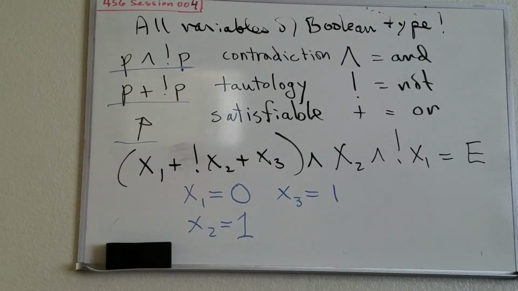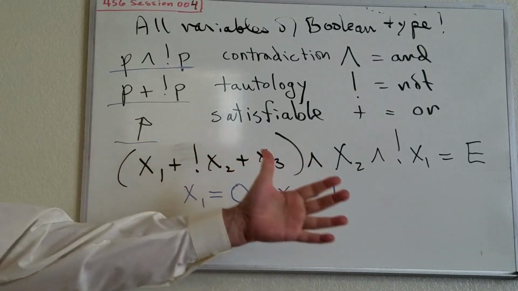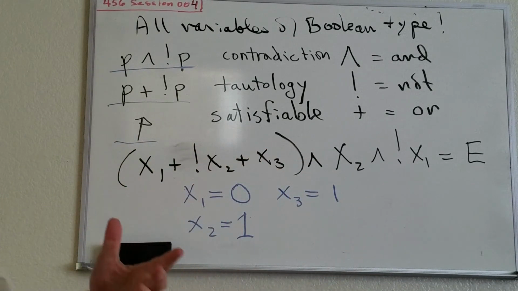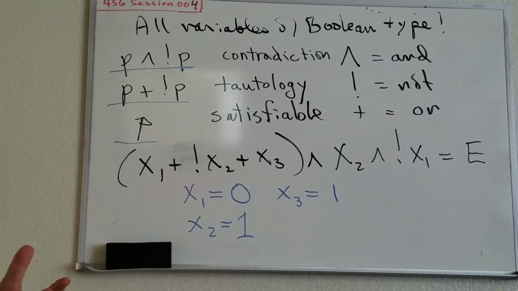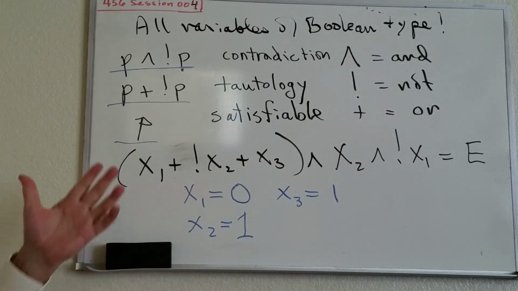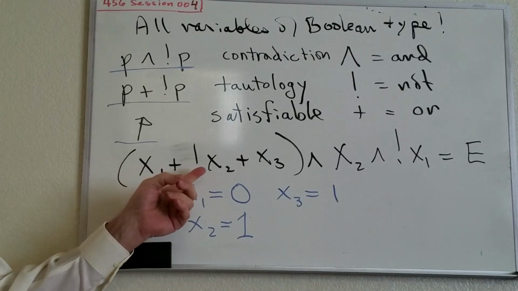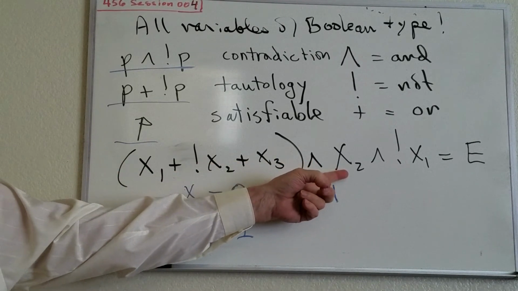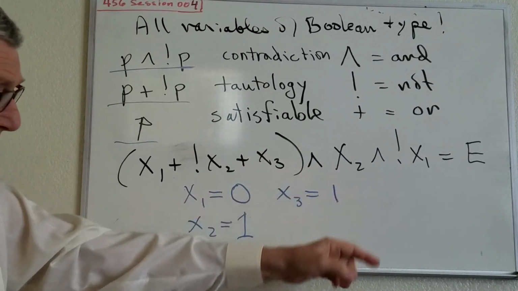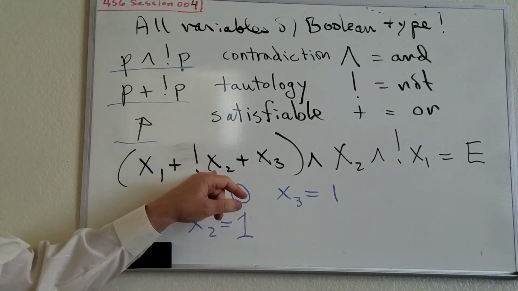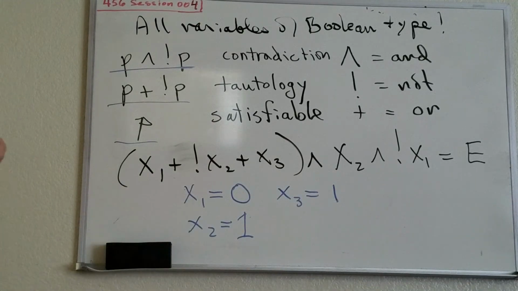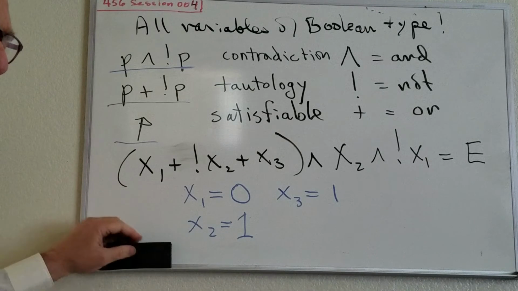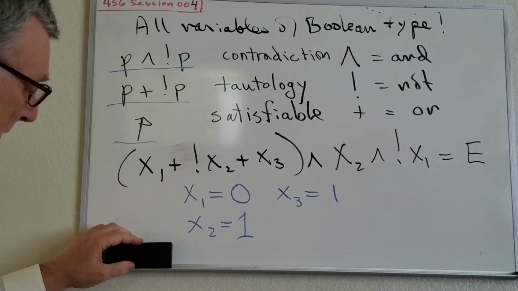SAT, as it's abbreviated, is the following problem. Given a Boolean expression of a certain length, whatever the length is, does there exist an assignment to all the Boolean variables such that it becomes true? Now, a Boolean variable could appear more than once in the expression, and it has to have the same truth value. So if I say that x2 is true here, it has to be true there. And so it's relatively simple. I could run into a contradiction where it might not be so obvious.